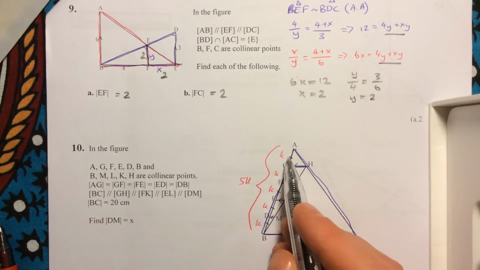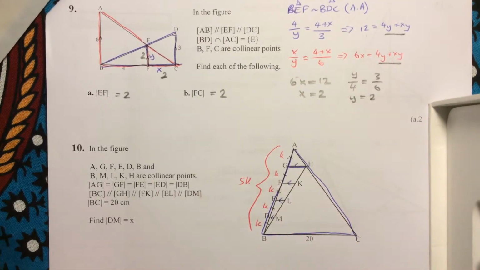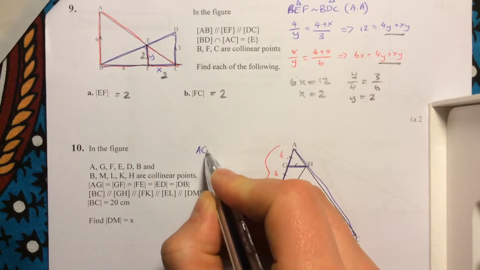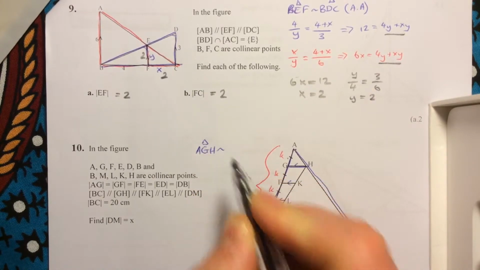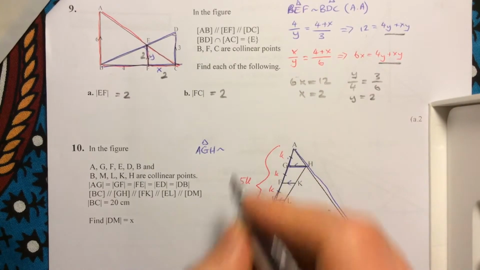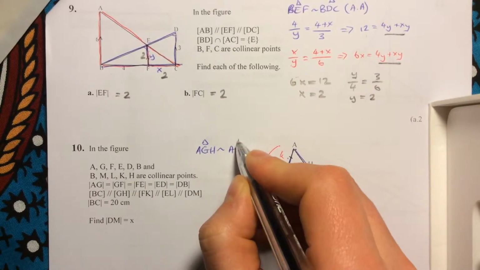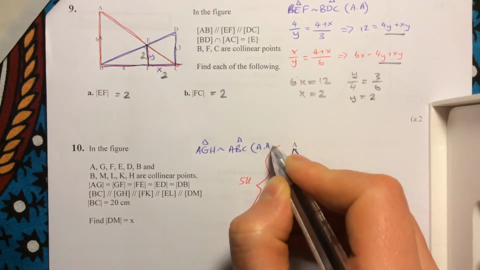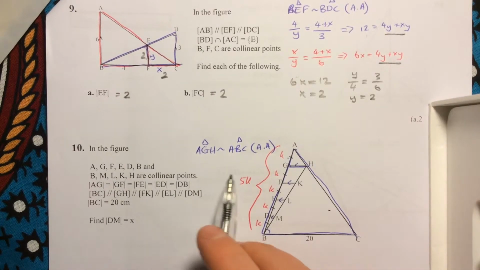So this ratio here, K to 5K, let's write that. So let's first write our similarity statement. AGH is similar to, the corresponding angle to G is B, ABC. The reason is that they're equiangular, or angle-angle.